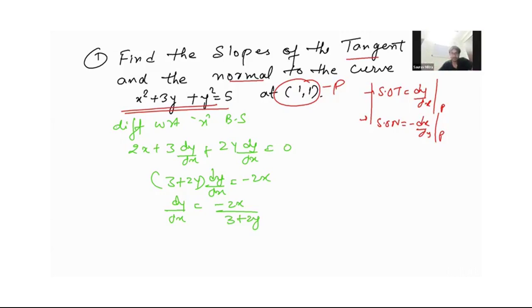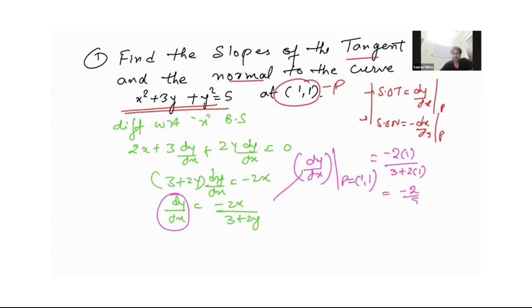Now you have to find the slope of a tangent. So dy by dx is your slope of a tangent, but at the respective point. So it is your dy by dx at P, which is (1, 1). So we will put the value x equals 1 and y equals 1. Minus 2 into 1 upon 3 plus 2 into 1 will be your minus 2 upon 5. So this is your dy by dx, and this is your slope of a tangent.